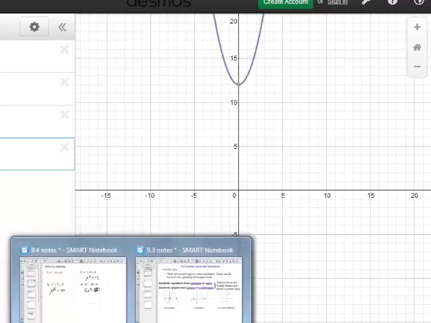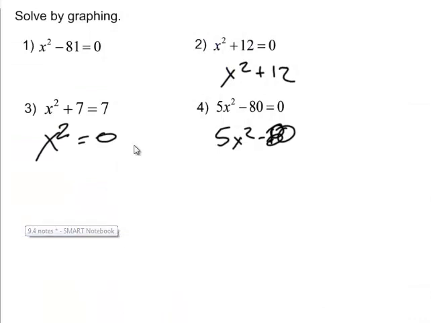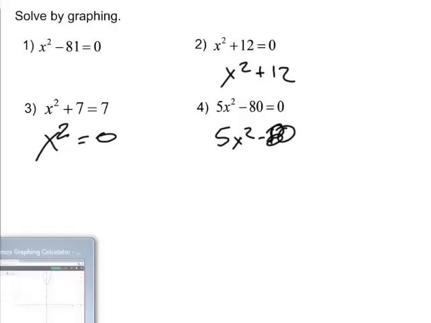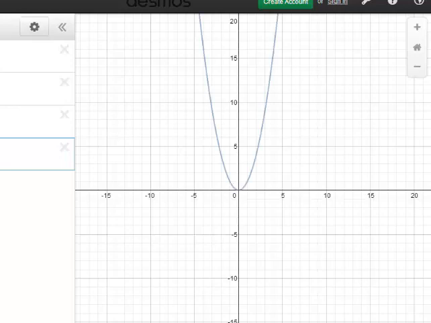Let's look back at the other one, x squared equals 0, or number 3. Now this one was a little tricky. You had to move the 7 over here because we need it set equal to 0. So we move the 7 back over, and we end up with x squared equals 0. Then we go to our graph. That one looks like this, and we have one real solution. x squared equals 0 touches the x-axis at the point y equals 0. So we have one solution right there, and that is it. That's what those look like.